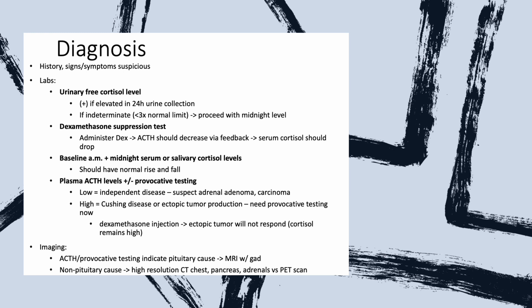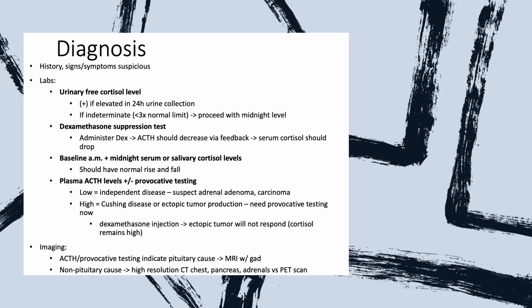So with diagnosis, our diagnosis is going to be a little bit complex here. First of all, our history is key. So history and our signs and symptoms will lead us to a suspicion. We see this person with the striae, the moon facies, the buffalo hump. We're going to be thinking about this in our differential.